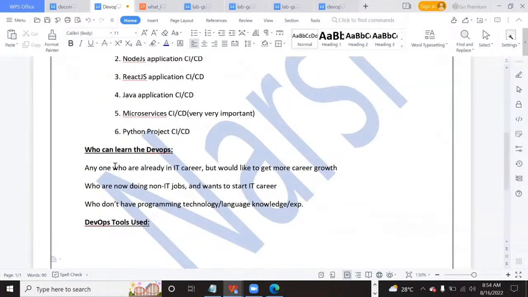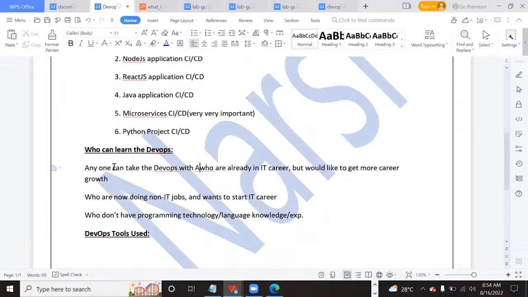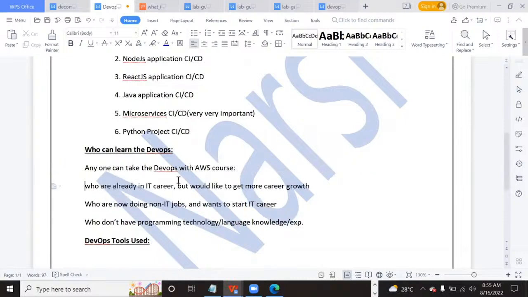Who can take? Anyone can take the DevOps with AWS course. Who is already in an IT career but would like to get more career growth, maybe a Java developer. They don't know how the production deployments will be done. If they attend this DevOps, CI/CD course, they come to know how CI/CD works and how the application will be deployed in real production.